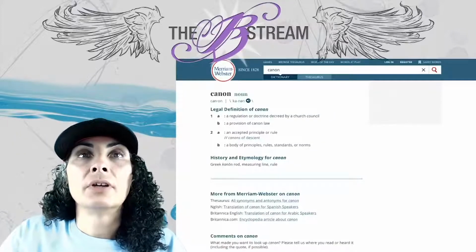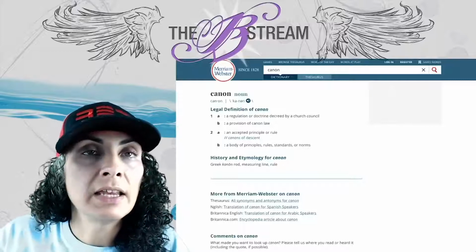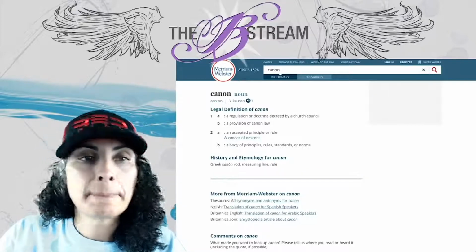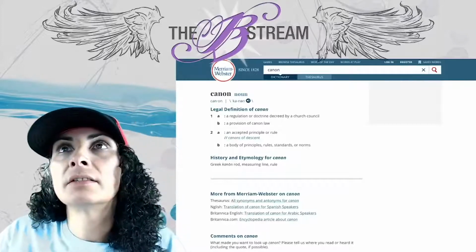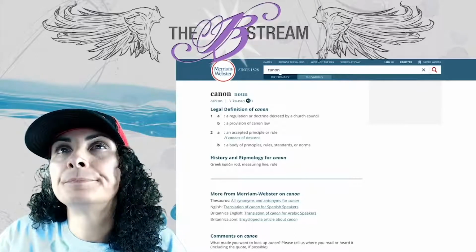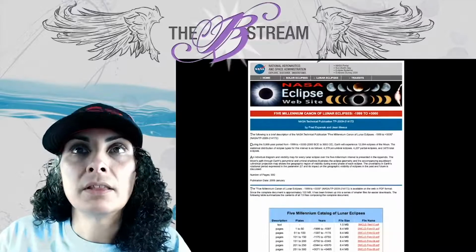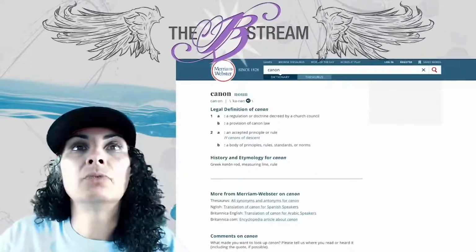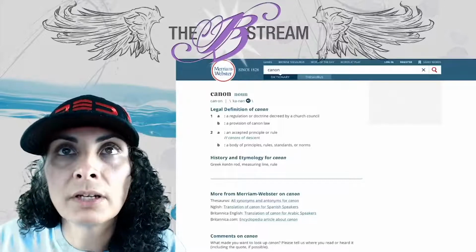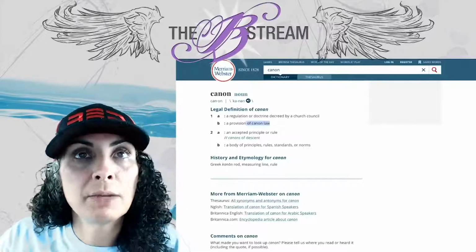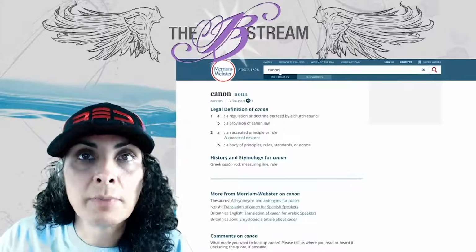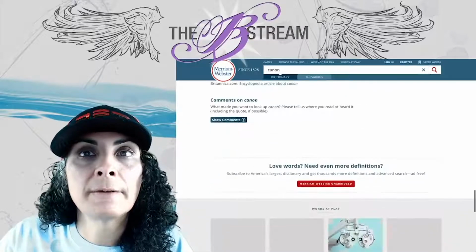Okay, now, they also say that it's based on this canon, based on the 5 millennium, right? Is that what it said? 5 millennium. The 5 millennium canon of the lunar eclipses. Now, what is a canon? A regulation or doctrine decreed by church or council, a provision of canon law, an accepted principle or rule, a body of principles. Okay.